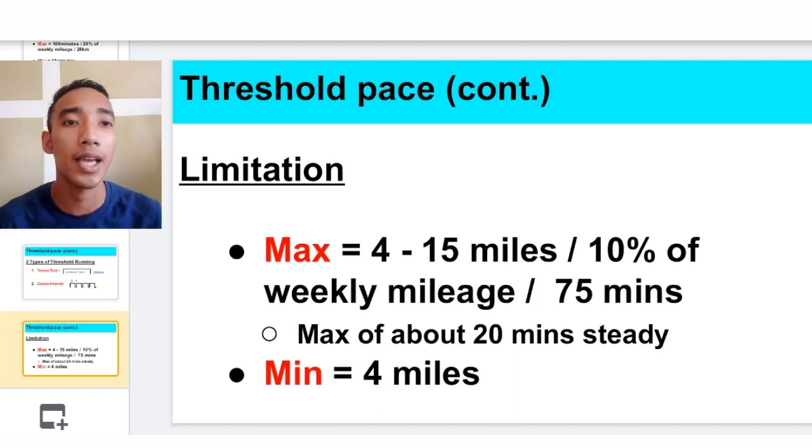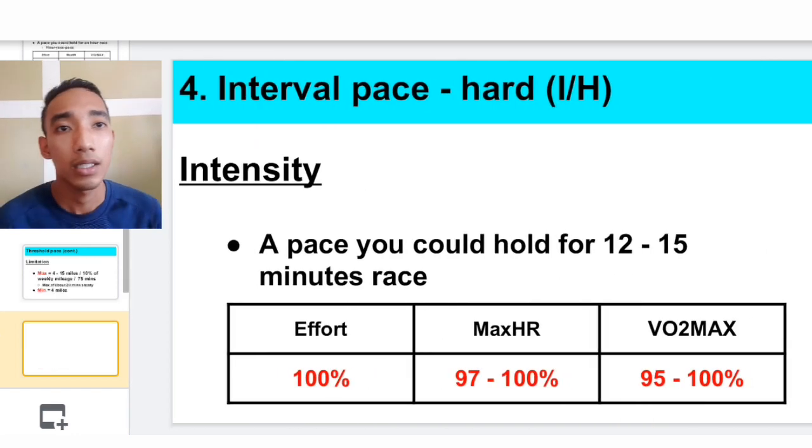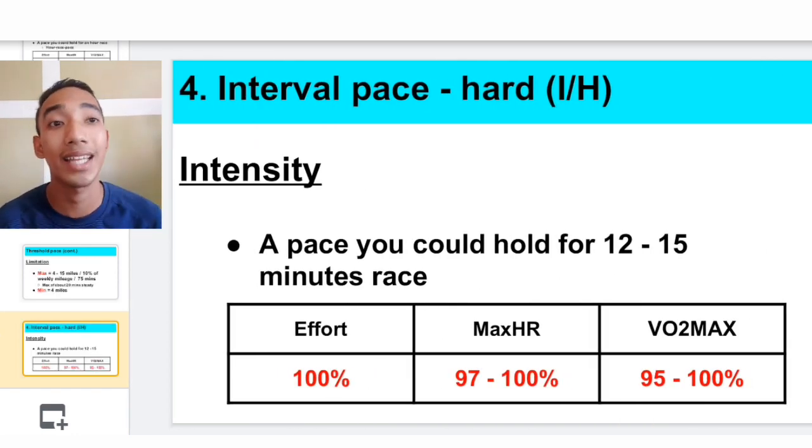So in one session, whichever comes first. So let's go to the fourth one, and that is the interval pace. It is a hard one. I hate this type of training. It is tiring, again.